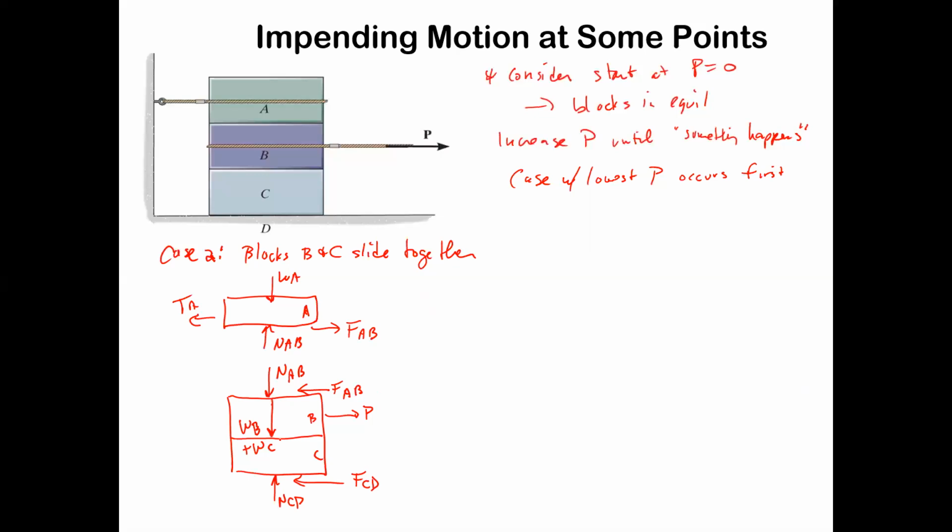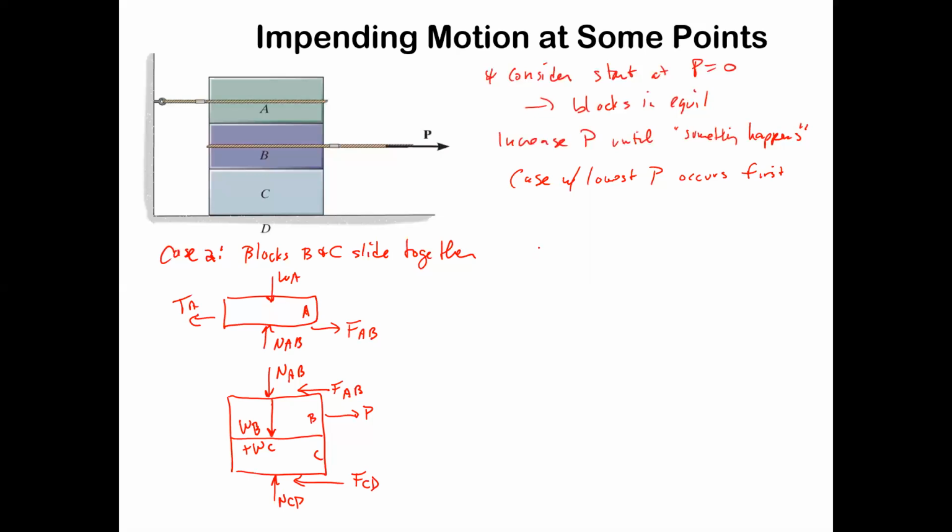So right away you can kind of see, well, okay, the block's going to be heavier. So it looks like to me the FCD is going to be bigger on the bottom than FAB was. Or FBC. FCD is probably going to be bigger than FDC was in the previous example. So yeah, it probably is going to be the first case.